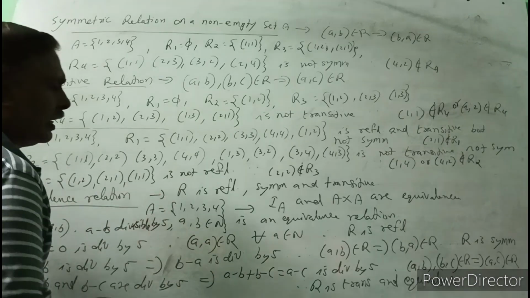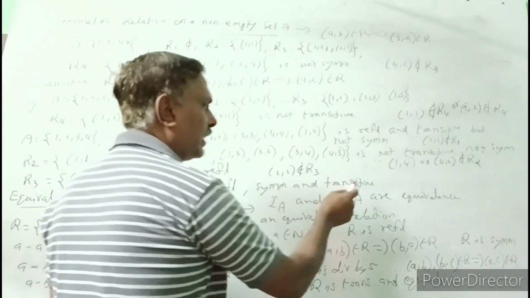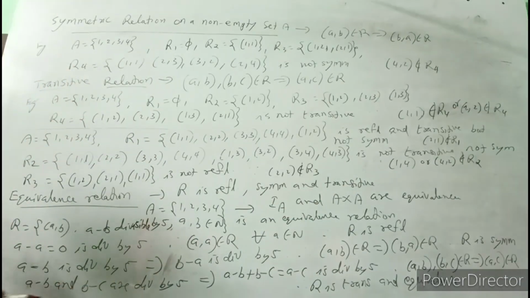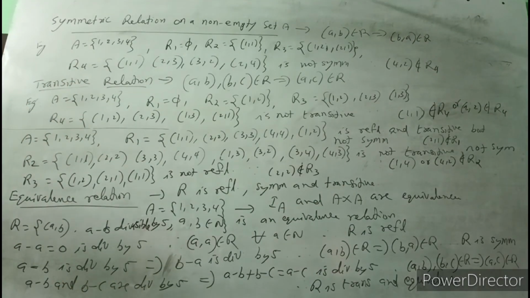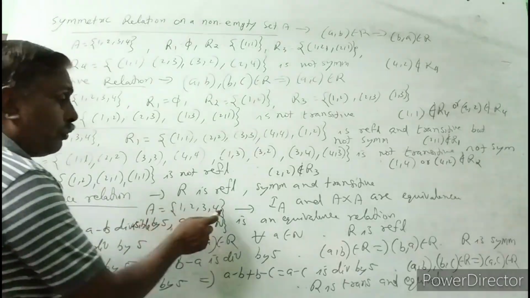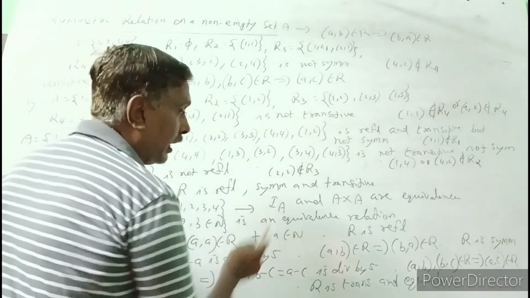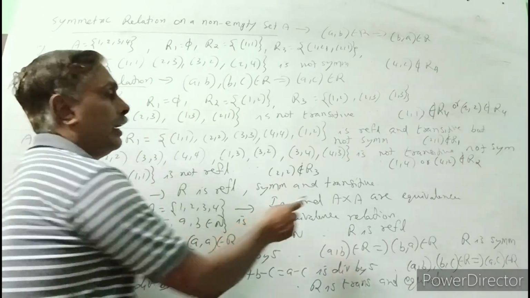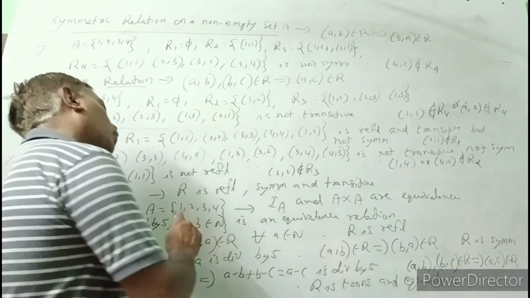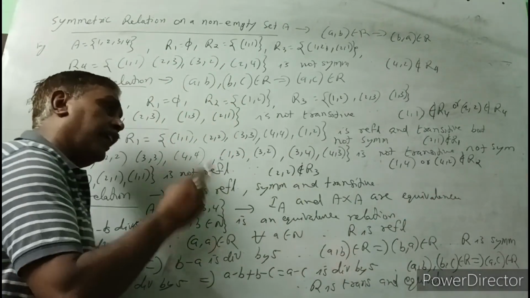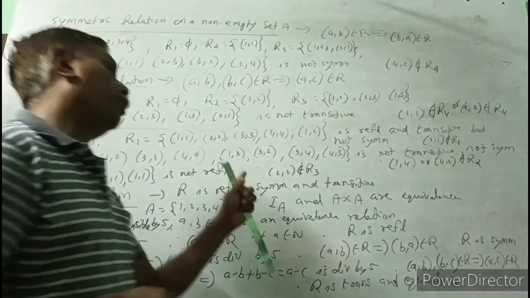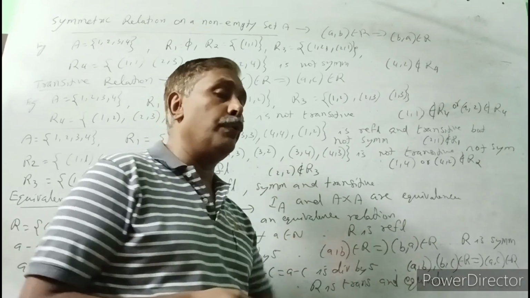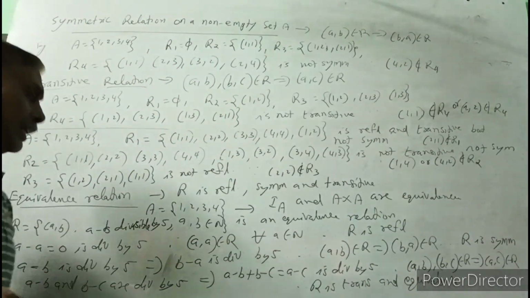Now, what is an equivalence relation? Any relation which satisfies reflexive, symmetric and transitive. If all the three are satisfied, then such relations are called equivalence relations. So, A is equal to {1, 2, 3, 4}. If we write the identity relation I_A and the universal relation A cross A, both of them are equivalence relations. So for any non-empty set, two equivalence relations will always be there: one is the identity relation and the other is the universal relation.